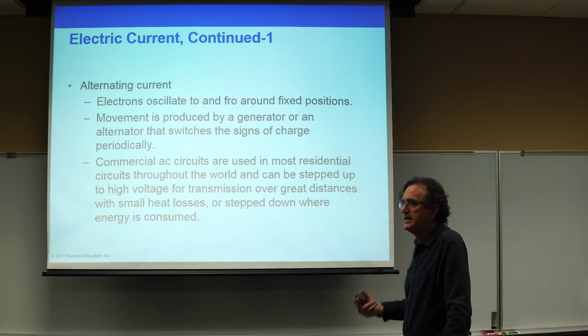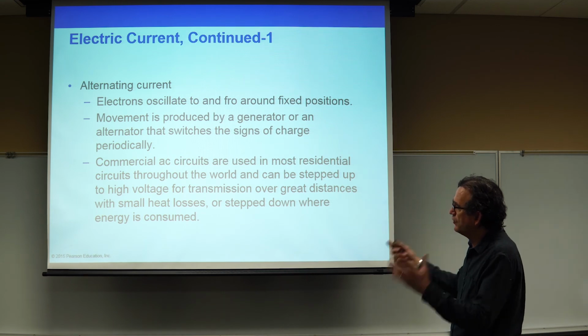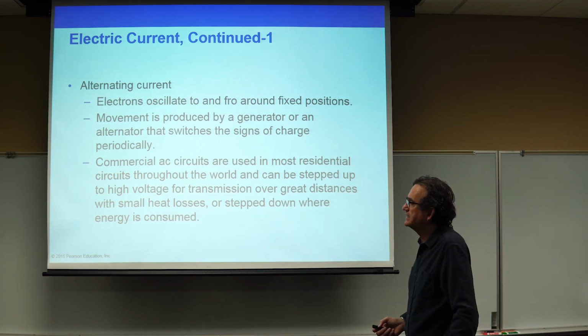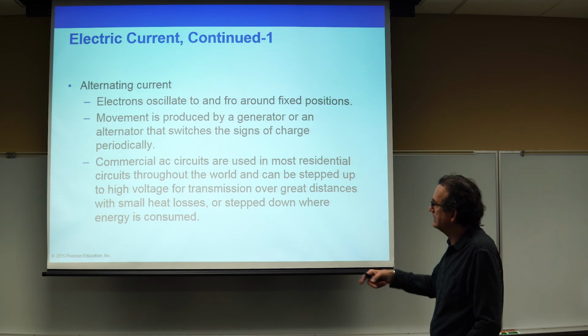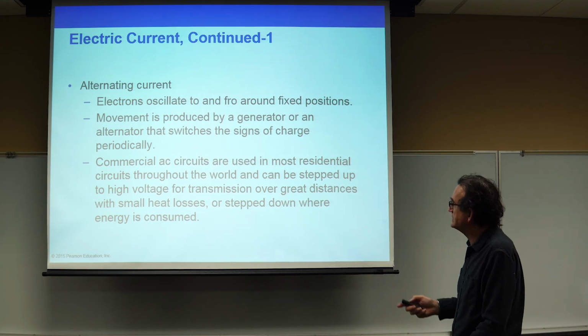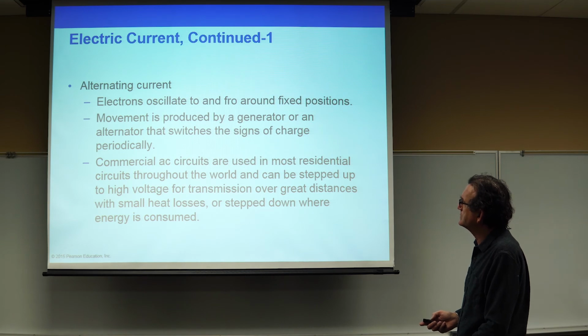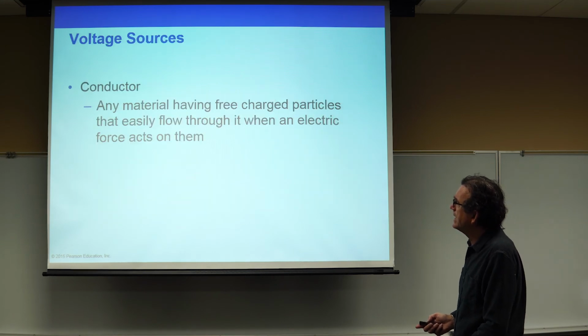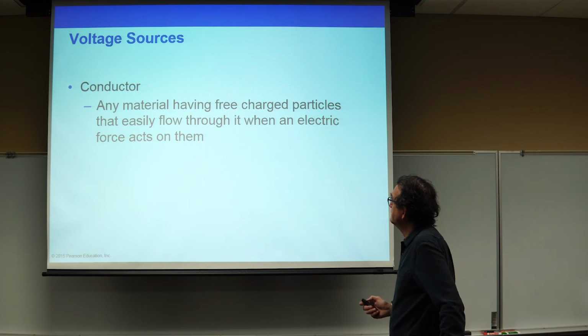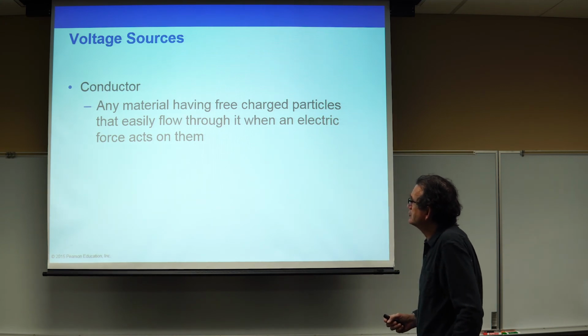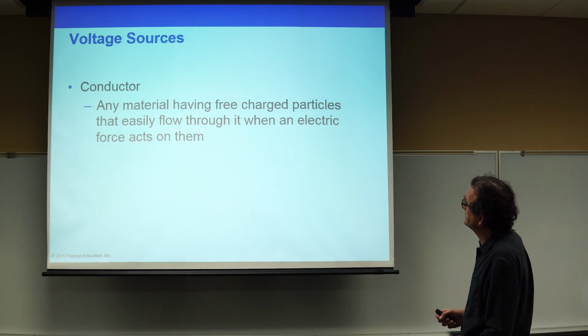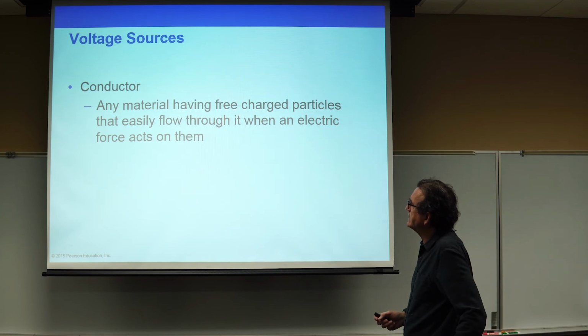The point of being efficient is to transmit the electricity or the electrical voltage without having a significant current, and we'll get more into that later. But commercial AC is what we use throughout the world. Commercial alternating current circuits are what we use throughout the world. Now, as I mentioned earlier, a conductor is any material having free charged particles that flow through it when an electric force is acting on them.